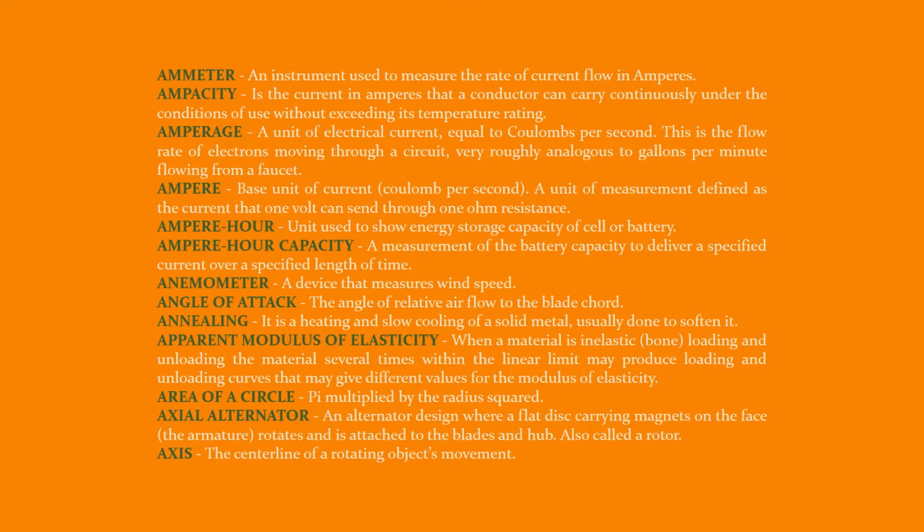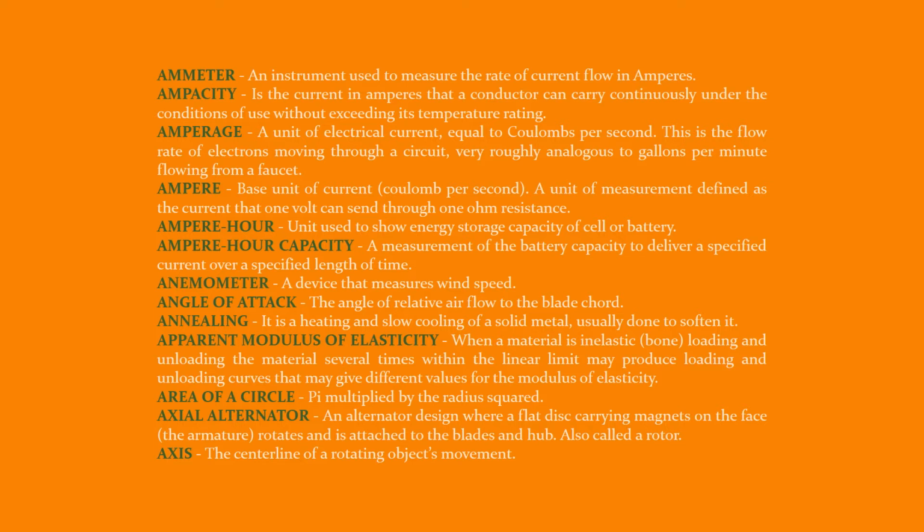Ampacity is the current in amperes that a conductor can carry continuously under the conditions of use without exceeding its temperature rating. Amperage, a unit of electrical current, equal to coulombs per second. This is the flow rate of electrons moving through a circuit, very roughly analogous to gallons per minute flowing from a faucet. Ampere, base unit of current, coulomb per second, a unit of measurement defined as the current that 1 volt can send through 1 ohm resistance.